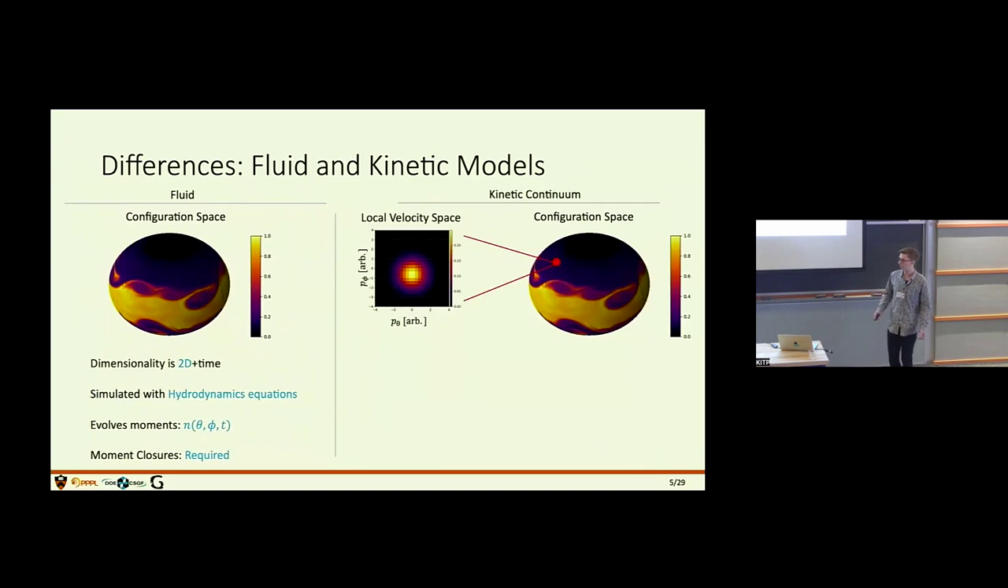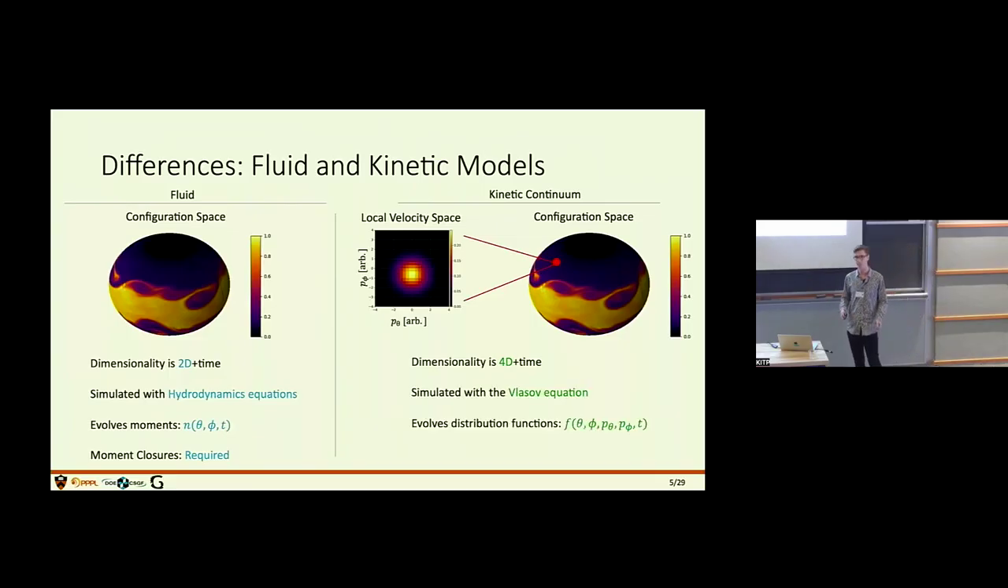This is now a 4D problem. You have both your configuration space and your velocity space at every single point. This is now 4D plus time. It's going to be solved with the Vlasov equation for this example. And it's going to involve your phase space quantities such as your positional variables, your momentum variables, and time. But no moment closure will be required at this point since you have your full velocity space information.